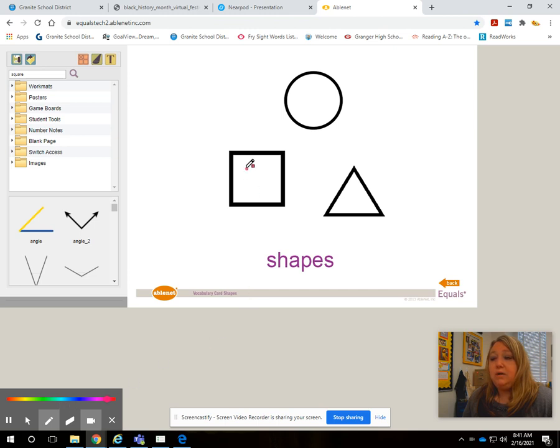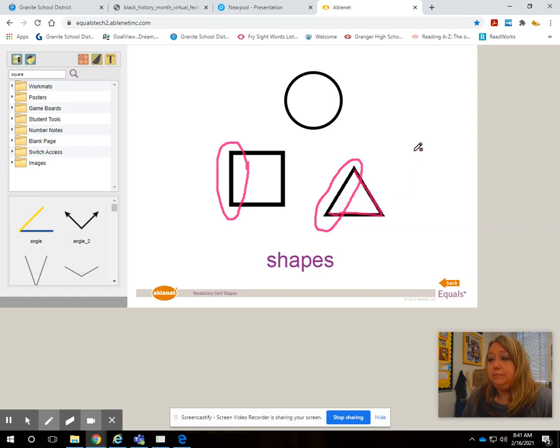So, one of the words we talked about is the side. Here's the side of this square. Here's the side of this triangle. We also talked about lines. These are lines. And in math, they look like this. They have arrows on both sides, these lines.